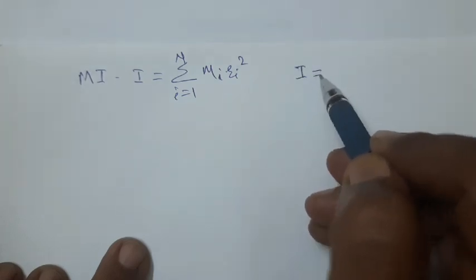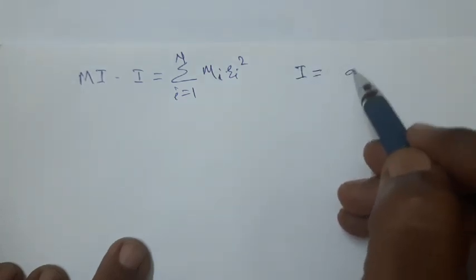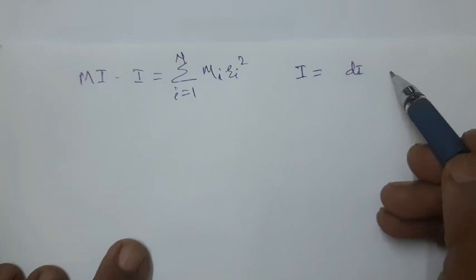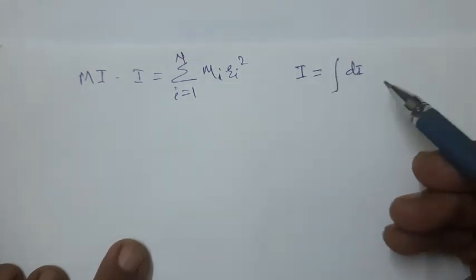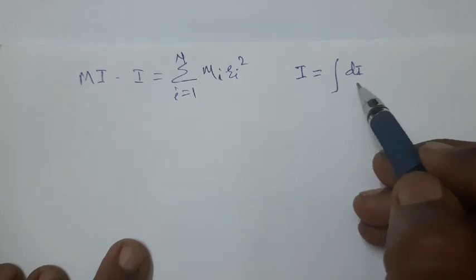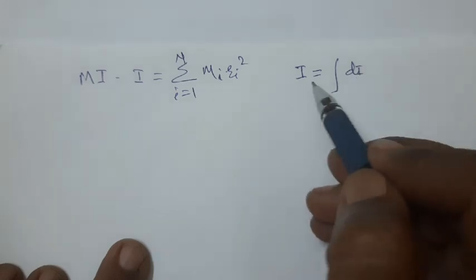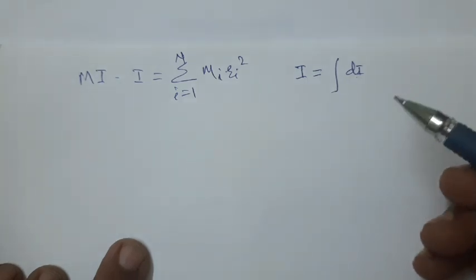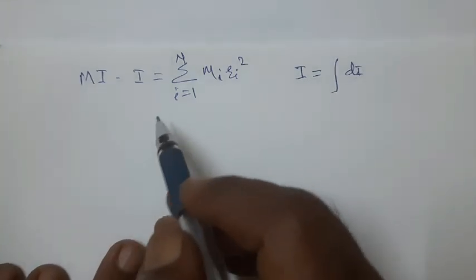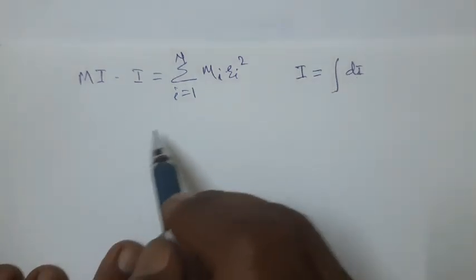In the last video we have observed, suppose dI is the moment of inertia of a certain mass element, then we will have to integrate to cover the entire body, and that integration of dI is nothing but the moment of inertia of the complete body. Now first of all we will discuss how to calculate the moment of inertia of a discrete body.